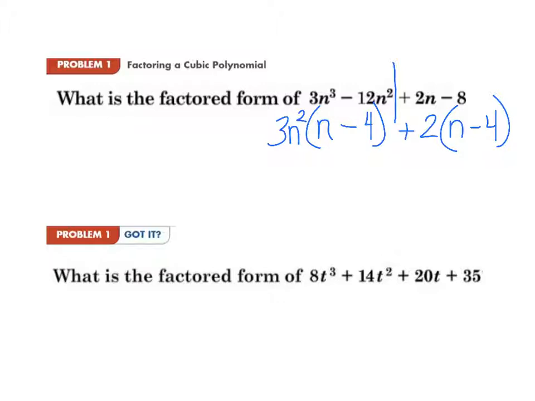Remember the last time that we did this, we ended up with these 2 factors that were identical? Hey, looky, it happened again. So we're going to take that n minus 4 and we pull it out in front. And then I write in parentheses everything that is left. So over here on this term, I've got the 3n squared, and here I have the plus 2. That will be my second parenthesis set, 3n squared plus 2.